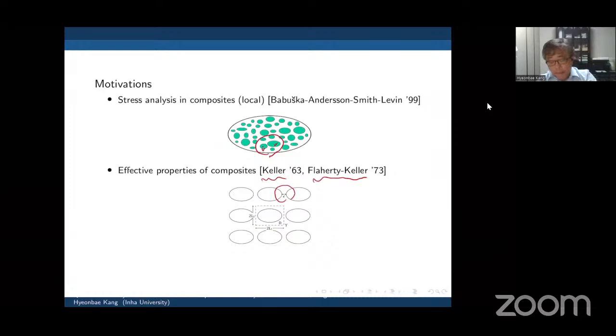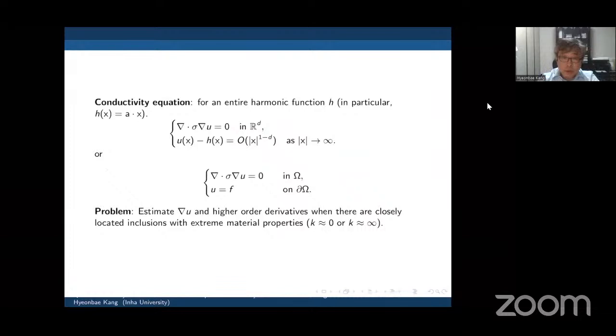Conductivity equation, so we are considering the conductivity equation. The problem is, given a harmonic function H in the entire plane, in particular a linear function, we consider this conductivity equation with the specified behavior at infinity. This is a free space problem.